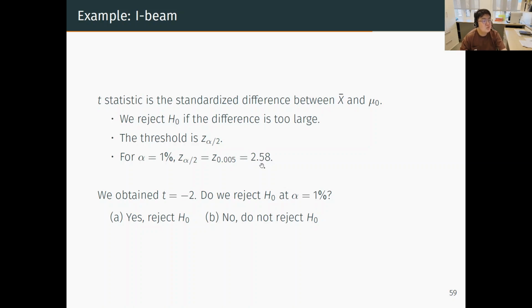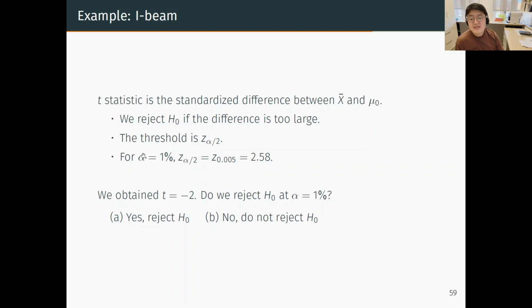now you make the decision. Our t-statistic was -2. Our cutoff was 2.58. Does that mean we are going to reject or not? Okay, there is no algebra. It is simple comparison. You just tell which direction you are going to consider.